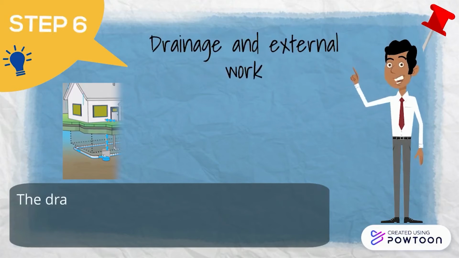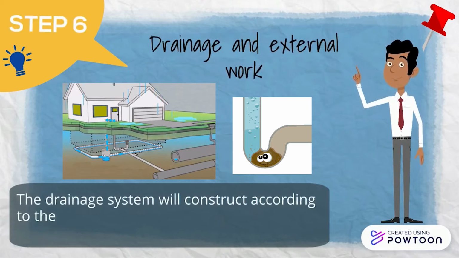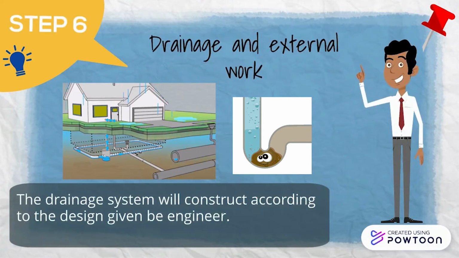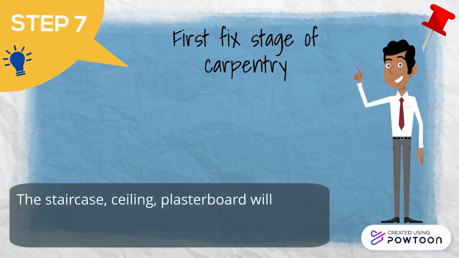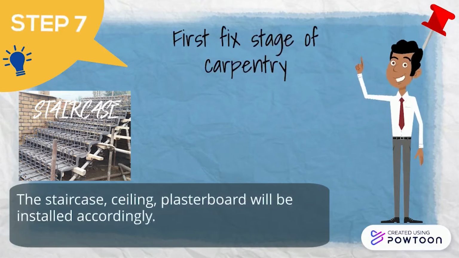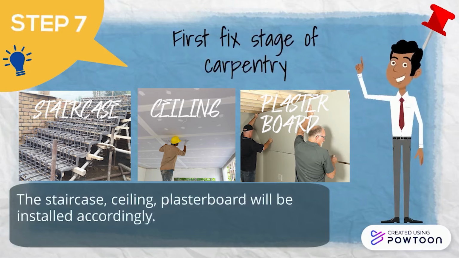Step number 6 is drainage and external works. In this step, the drainage system will be constructed according to the design given by the engineer. The seventh step is the first fixed stage of carpentry. In this step, the staircase, ceiling, and plasterboard will be installed accordingly.